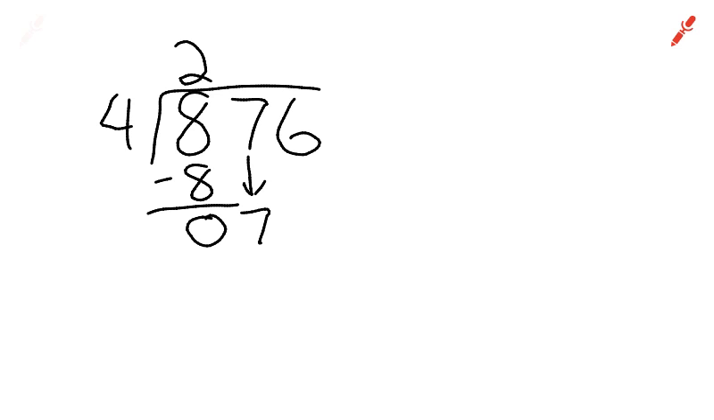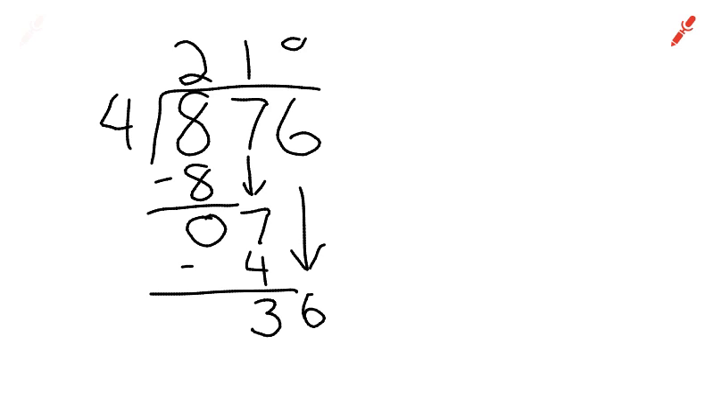How many times does 4 go into 7? 1 time. 1 times 4 gives us 4. We subtract. We get 3. Bring down the 6. And now 4 goes into 36. How many times? 9 times. 9 times 4 is 36.